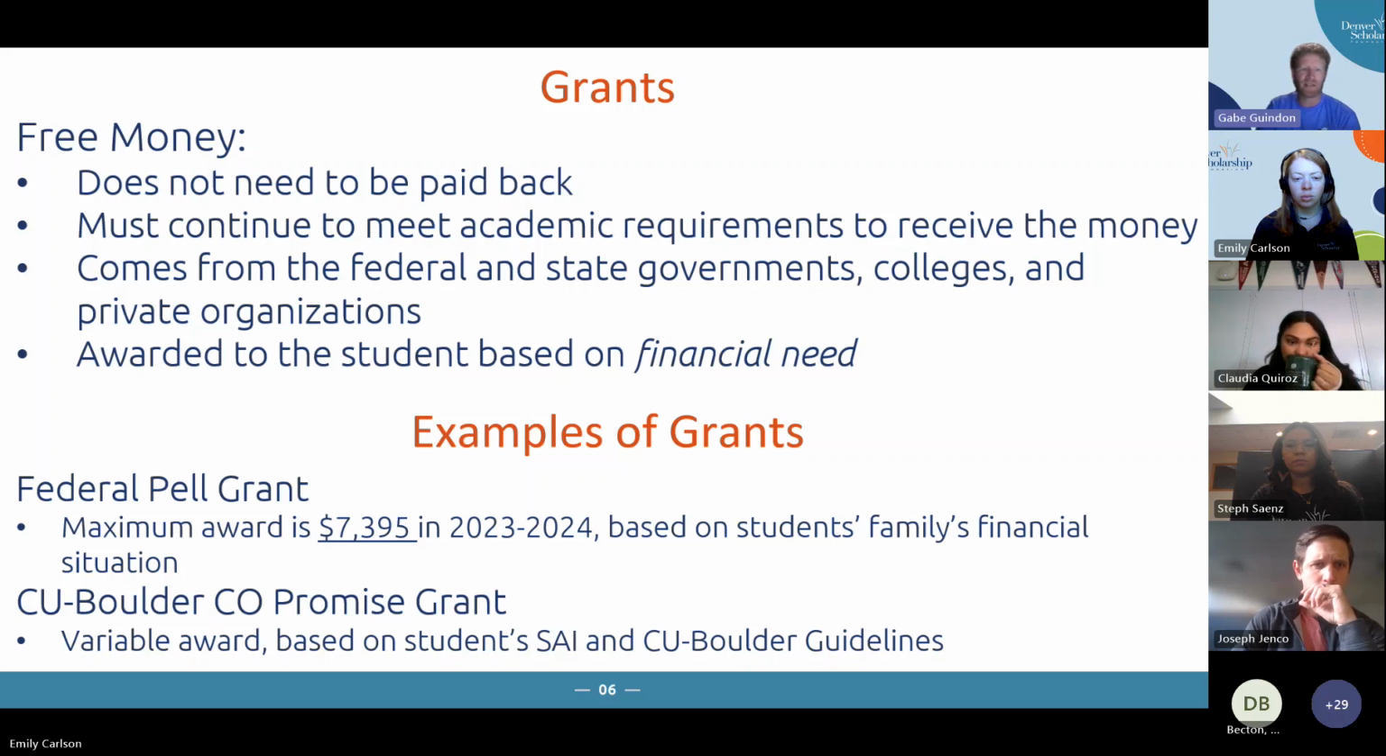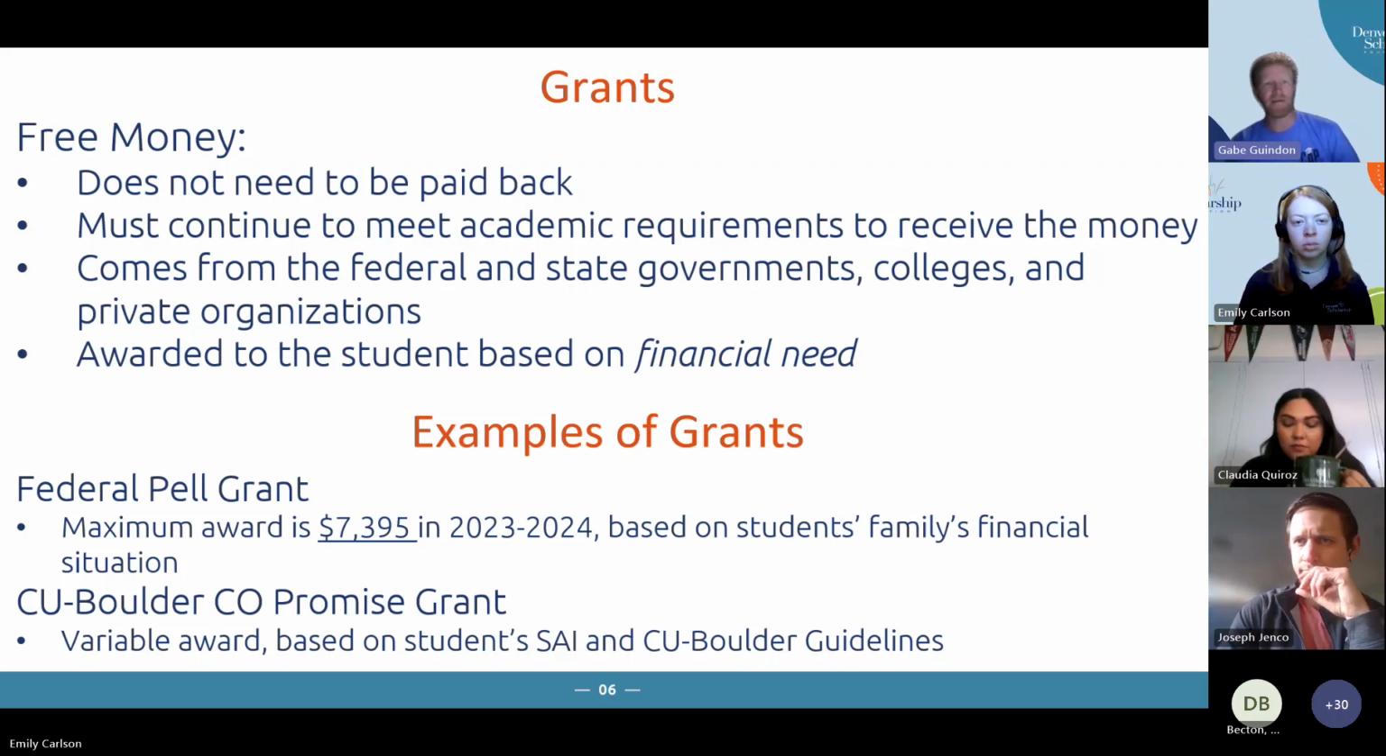Another grant is the CU Boulder Colorado Promise Grant. And so that would be a variable award that the institution determines the amount that will go to the student's financial aid award based on the information that's submitted in the financial aid application.